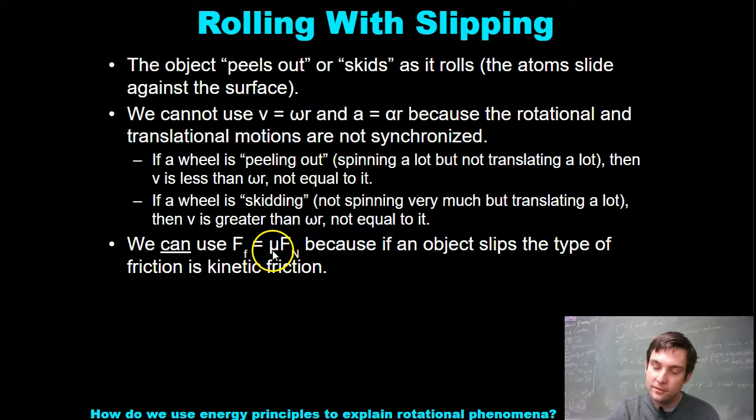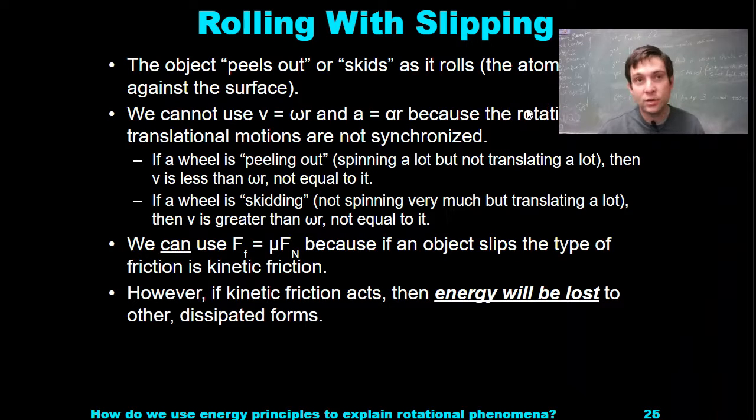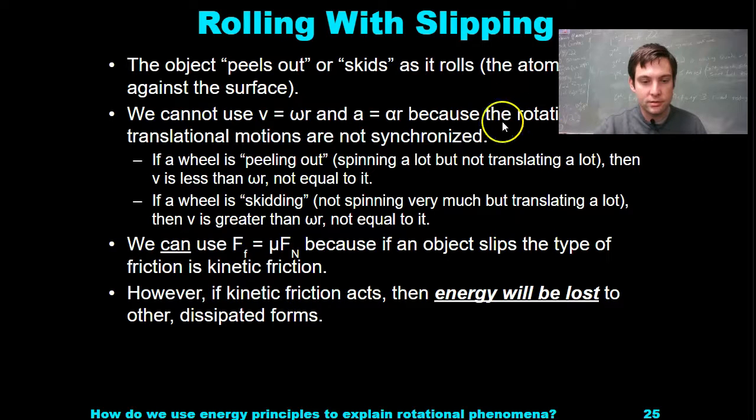We can use frictional force equals mu times Fn because if an object slips, the type of friction is kinetic friction. That is such an important thing to have just stuck in your brain. If you're rolling without slipping, then you have static friction. That's the wheel coming in contact at just one point. And if you have static friction, you're not dissipating any energy. If you have kinetic friction, then the wheels are slipping as they roll along, so energy is being dissipated in the forms of heat and sound, as usual.